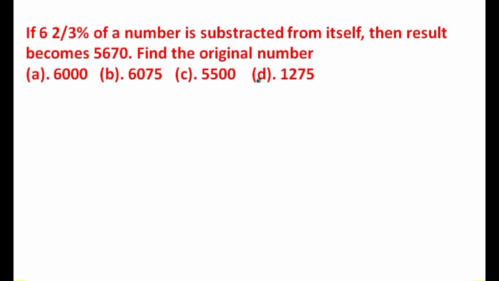If 2 by 3% of a number is subtracted from itself, then the result becomes 5670. Find the original number. Okay, I hope now this is your turn to do it. As I have already explained the process, please try to do it by yourself. Pause the video and then try to do it by yourself.